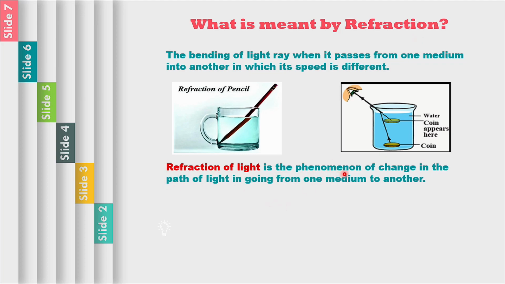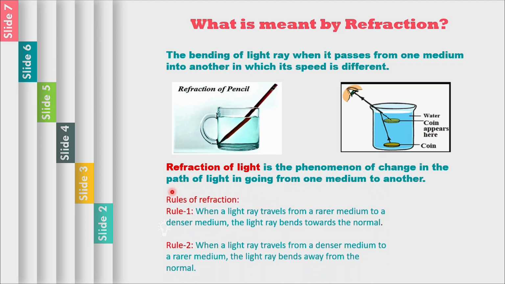So refraction of light is the phenomenon of changing the path of the light in going from one medium to another. So what are the rules of refraction? The first rule, rule number 1, says that when a light ray travels from the rarer medium to the denser medium, the light ray bends towards the normal. Rule number 2 says that when a light ray travels from denser medium to the rarer medium, the light ray bends away from the normal.